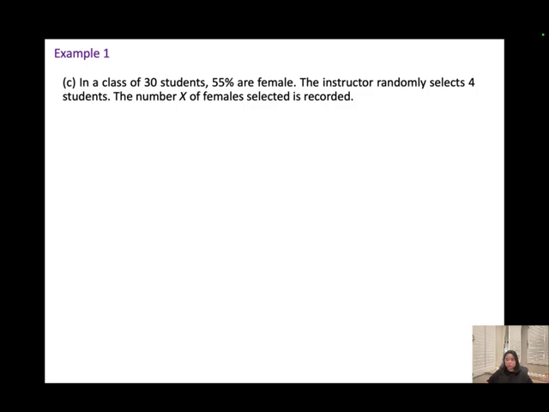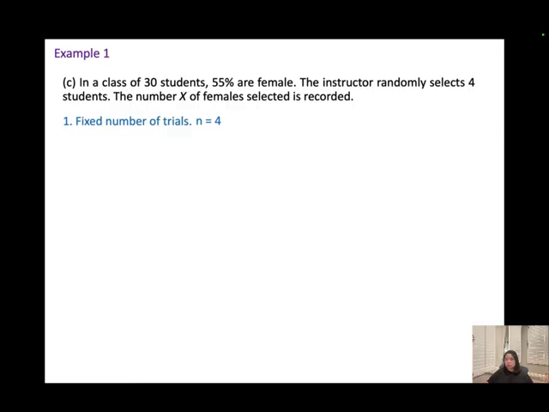C, in a class of 30 students, 55% are female. The instructor randomly selects 4 students. The number x of females selected is recorded. First, do we have a fixed number of trials? Yes, right? Because we pick 4 students. So n equals 4.